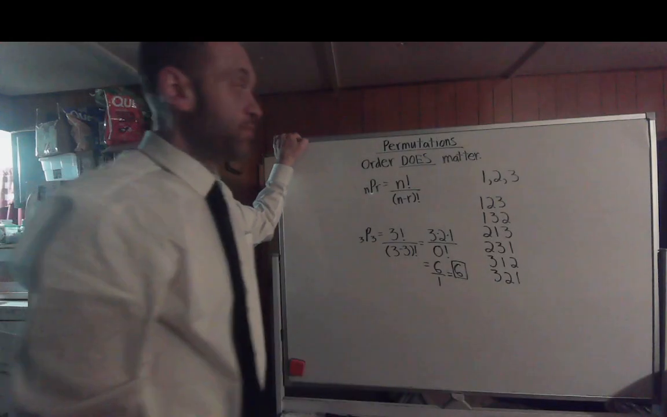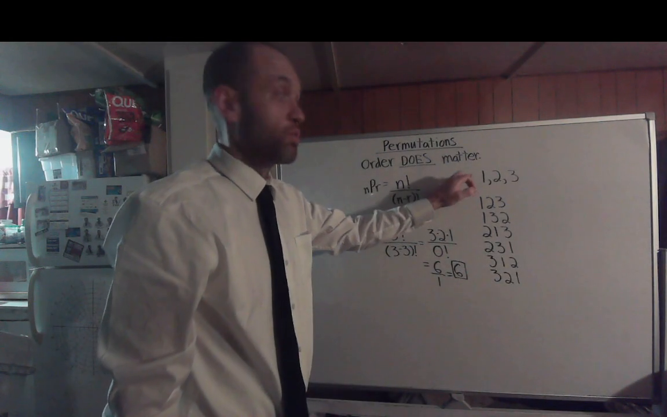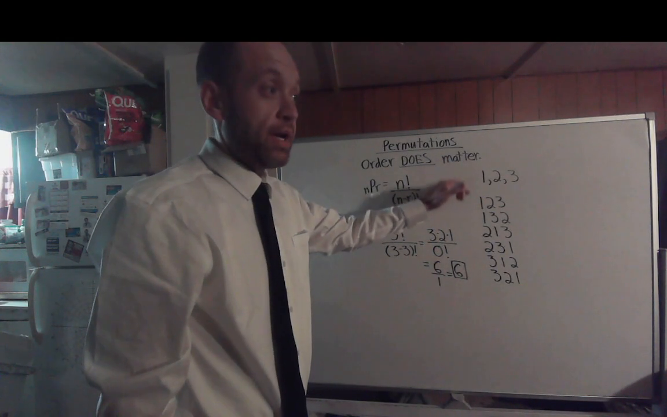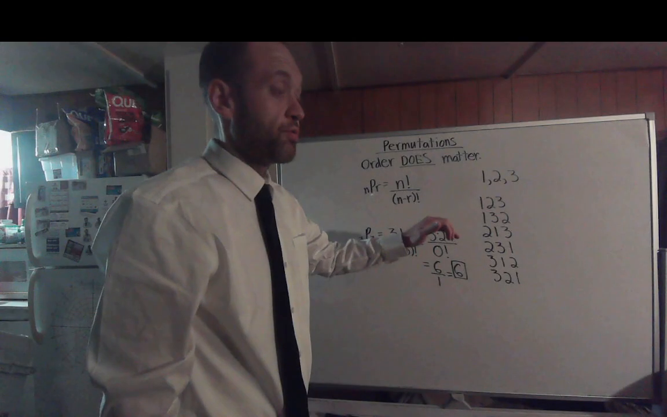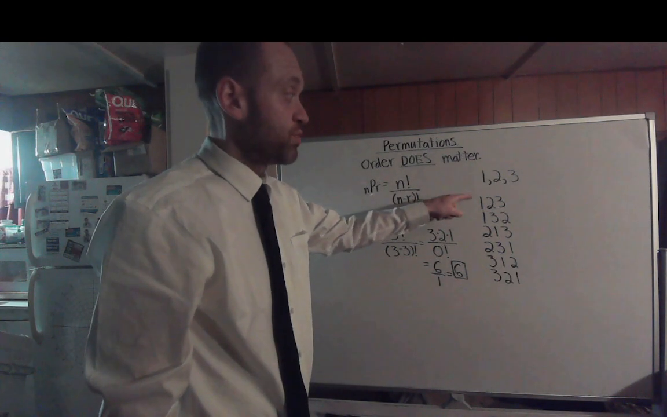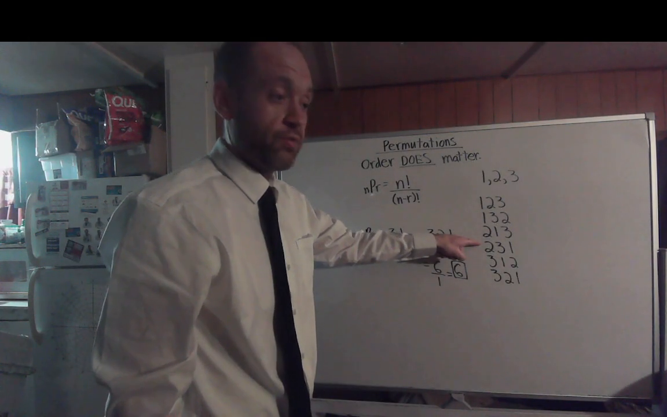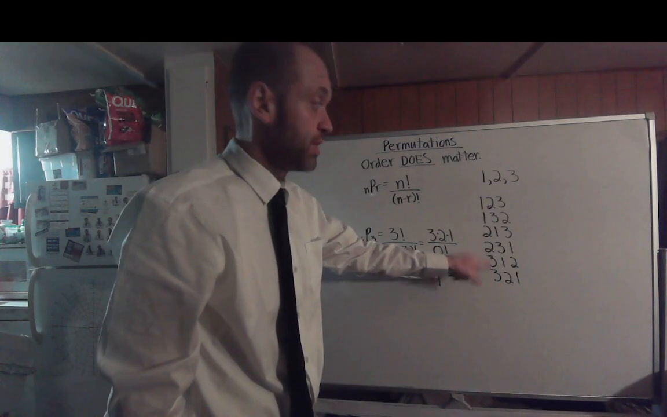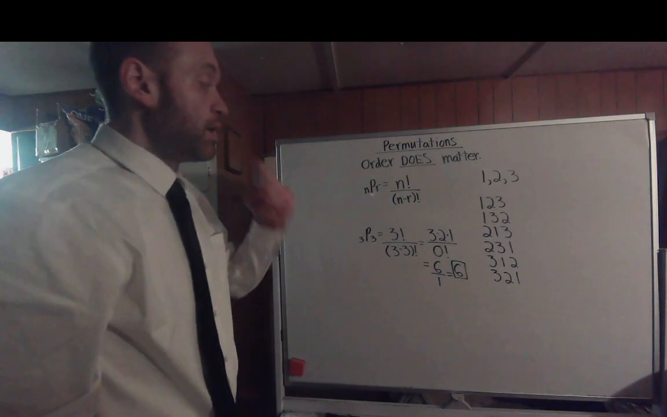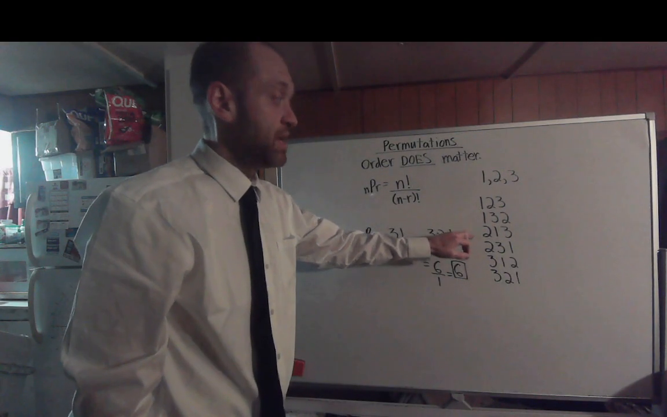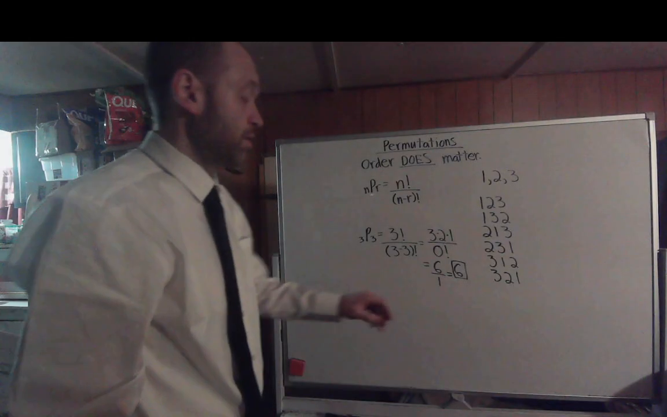So let's say, for example, I have the numbers 1, 2, and 3. Well, if the order matters, if I want to arrange all three numbers, those could be arranged as 1, 2, 3, 1, 3, 2, 2, 1, 3, 2, 3, 1, 3, 1, 2, or 3, 2, 1. Those are the possible orders for these numbers, if the order does matter.